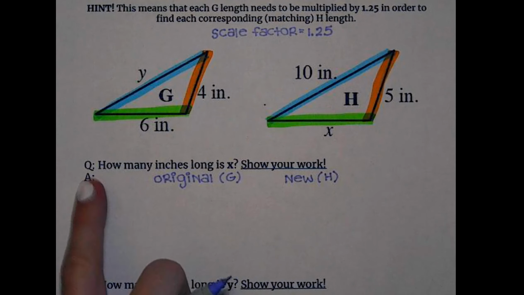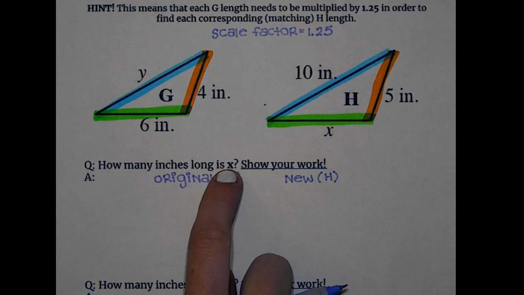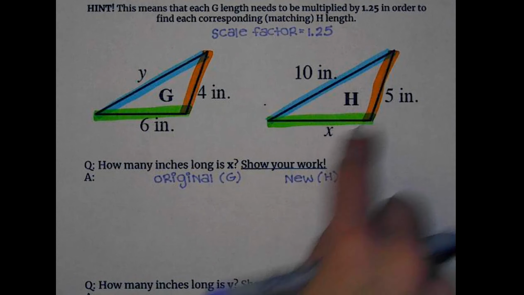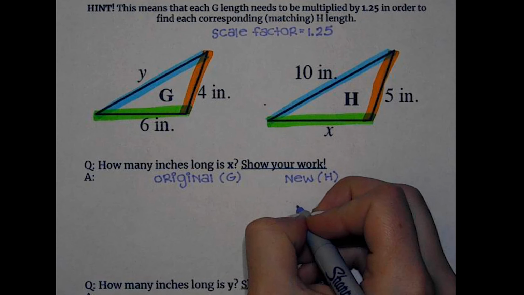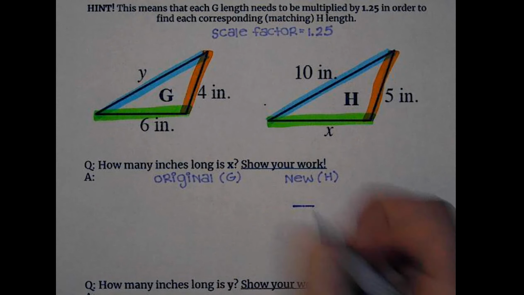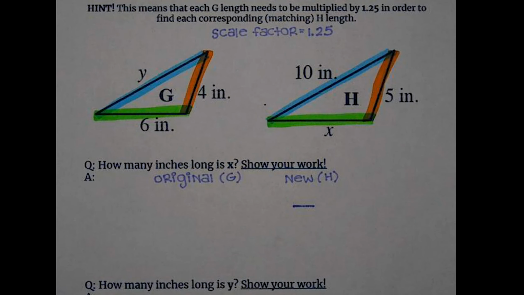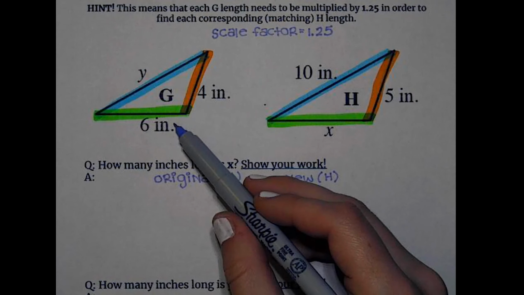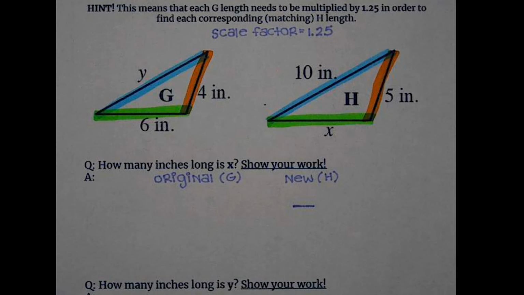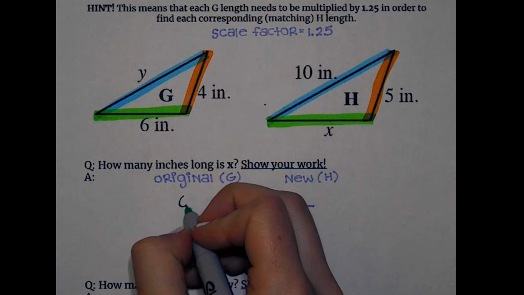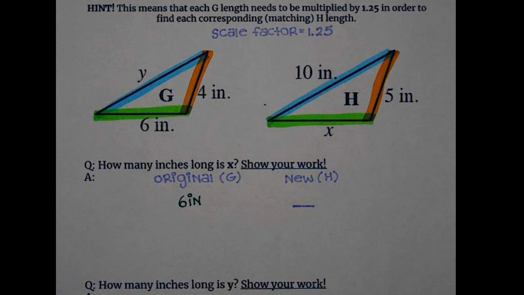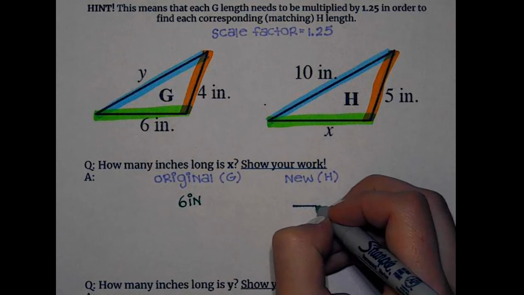Now we are going to try to find X. And X is right here. X is in our new shape. So I'm just going to leave a blank because we don't know what X means yet. And we are going to have to correspond it with 6 inches. So over here, I'm going to write 6 inches. So that's our original length. Make that green.